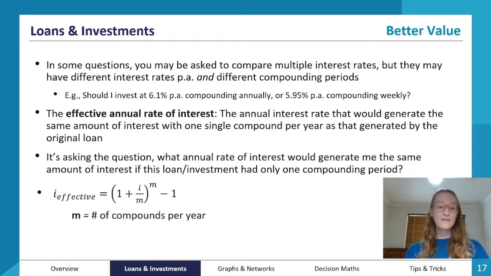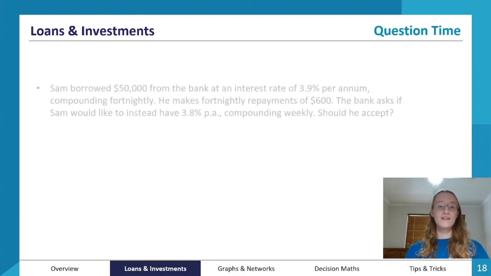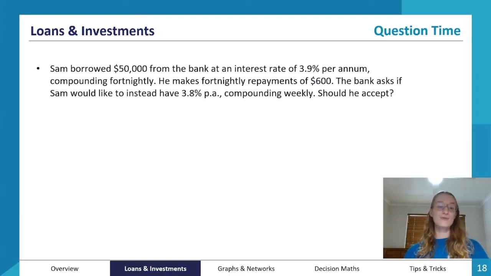And M is the number of compounds per year in that formula there. So let's look at an example. Sam borrowed $50,000 from the bank at an interest rate of 3.9% per annum. So that's his current rate of interest. And remember, he's borrowing it, so it's a loan. He doesn't want to pay back lots of interest. He wants the cheaper option. And it's compounding fortnightly. So we've got 26 compounds per year. And he makes fortnightly repayments of $600. But that's actually not relevant to this current question.